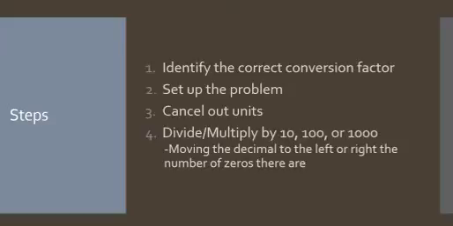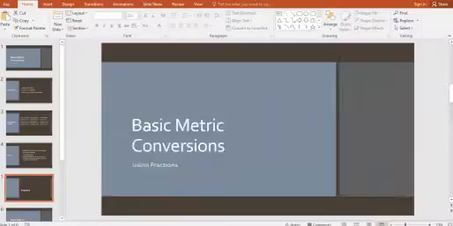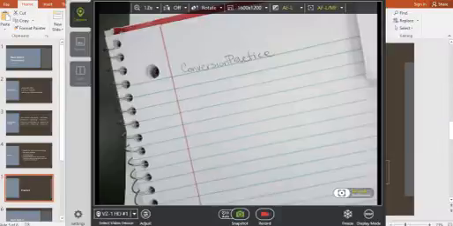And when you do this, a lot of people try long division or longhand multiplication. All you're doing when you divide or multiply by tens, hundreds, or thousands is moving the decimal to the left or to the right, depending on how many zeros you have. All right, so let's scooch on over to the JotCam and do some practice.